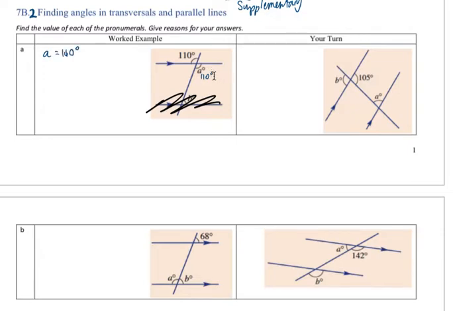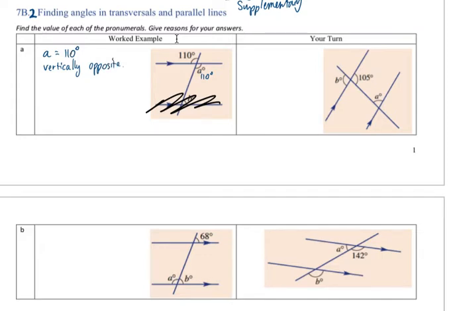So I like to write my angles on the diagram, but also write your answer in your notebook as well, like below the diagram or to the left of the diagram. So I'm going to write 110 degrees. And what's the reason for that? Because it says give reasons for your answers. Well, this is vertically opposite. Okay, so now we've solved A.